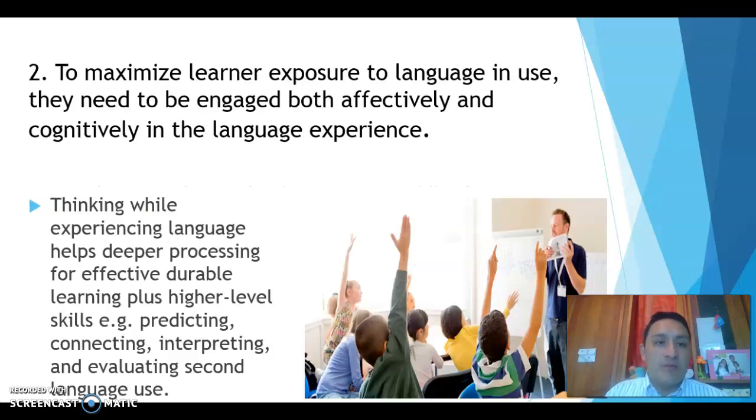The second one is to maximize the learners' exposure to language in use. They need to be engaged both affectively and cognitively in the language experience. Thinking while experiencing language helps deeper processing for effective, durable learning.